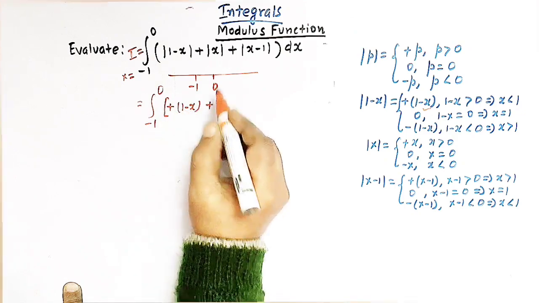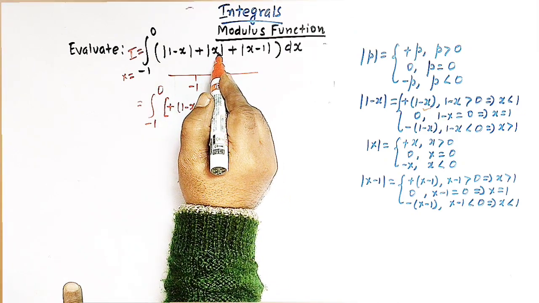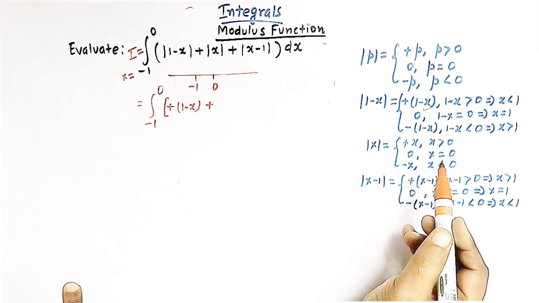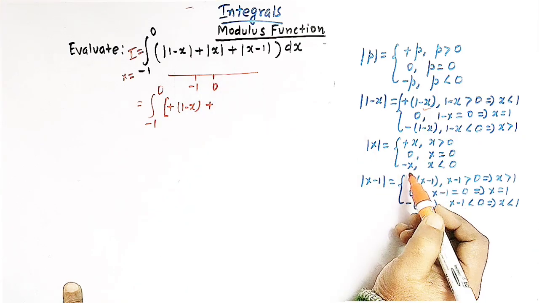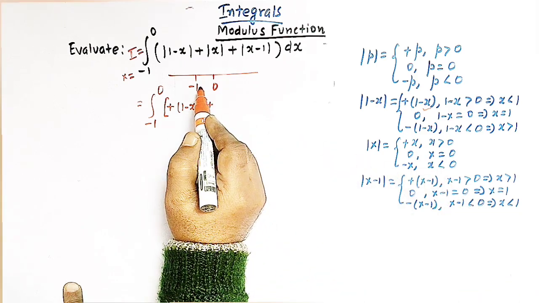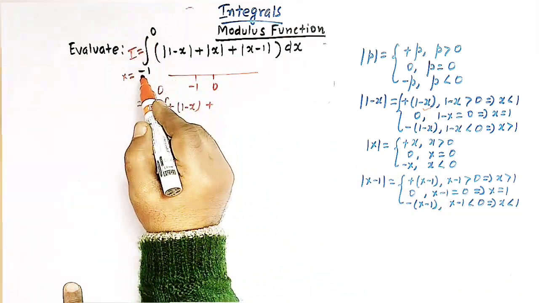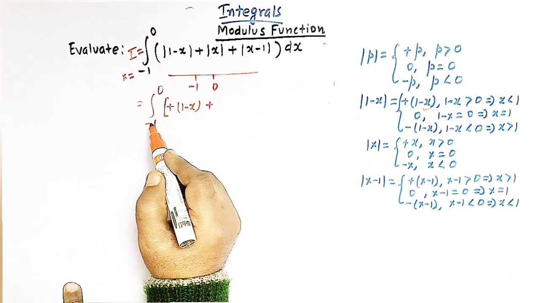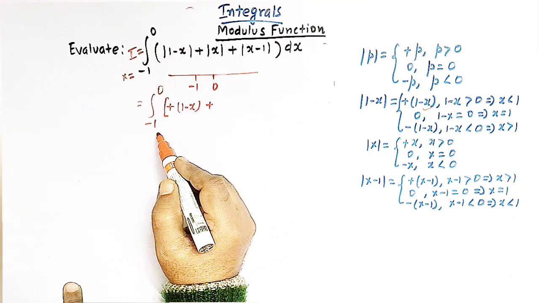Okay, now here we have a mod of x, and mod of x is equal to negative x when x is less than 0, and here all the x which lie in the interval minus 1 to 0 are less than 0, right?